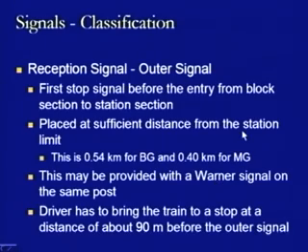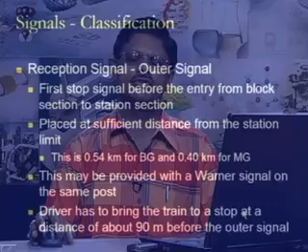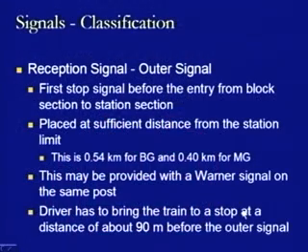Then the driver has to bring the train to a stop at a distance of about 90 meters before the outer signal. This is the requirement, that if the outer signal is not allowing the movement within the station area, then the driver has to stop the train 90 meters ahead of the outer signal. So, these are some specifications or standards associated with providing the outer signals within the track system.